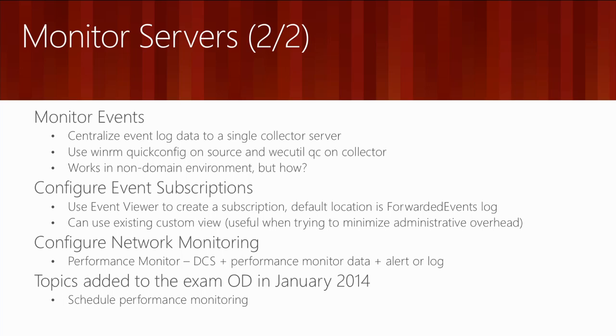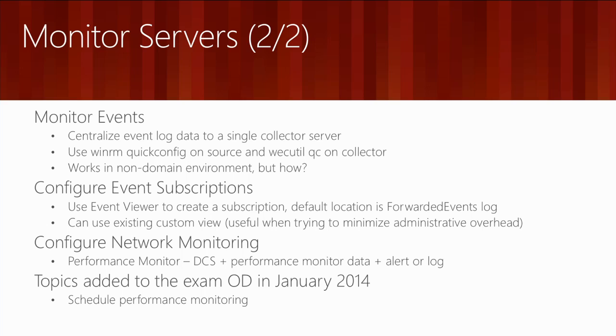All right, monitor events. I think the WinRM quickconfig and the wecutil qc are key things to know because you'll probably come across that on the exam at some point. And then we talk about monitoring events. Works in a non-domain environment, but how? So there's that trusted host entry for WinRM, and you can set the trusted host so that it communicates. If they're in the domain, it's already trusted by default. When you centralize your log data, be aware that it works over HTTP, and the port is 5985. Probably not going to see the port on the exam.